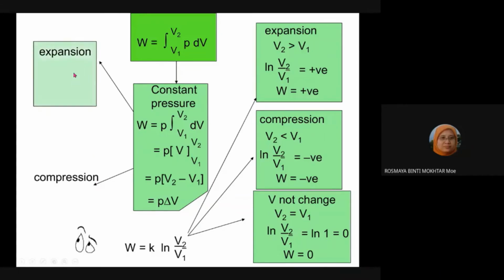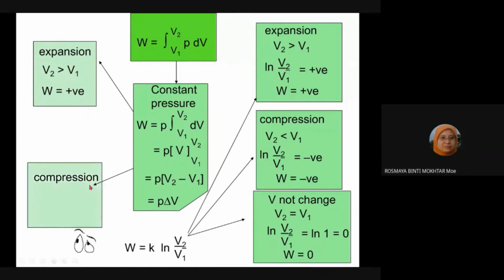For expansion, same thing. The V is larger, V2 larger than V1. So what happened to this equation? That means V2 larger than V1, you get positive. So the work done always positive, because larger value minus lower value, you always get positive.